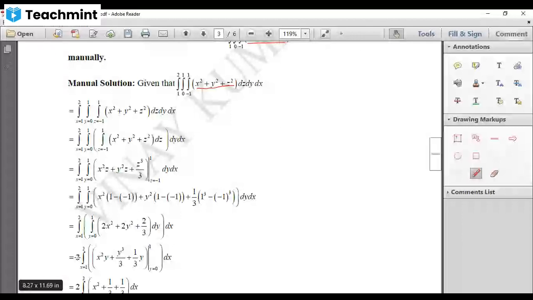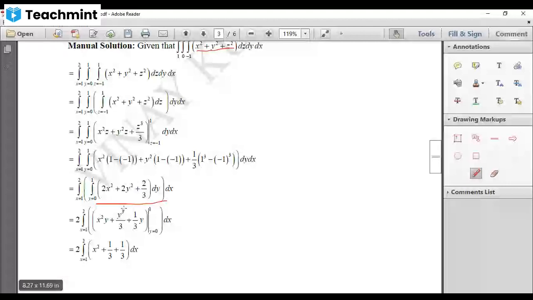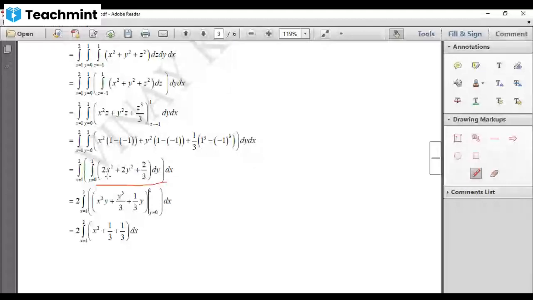Now you have to integrate this answer with respect to y. Again, when you are integrating with respect to y, other variables are constant. So here x square is remaining. x square comes out. What is the integral of 1? Integral of 1 with respect to y is y, plus, I've taken 2 outside, what is the integral of y square? y cube by 3, plus 1 by 3 is remaining because 2 has been taken out. 1 by 3 into the integral of 1 is y, and the limit is from 0 to 1.